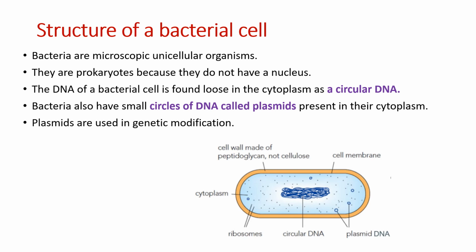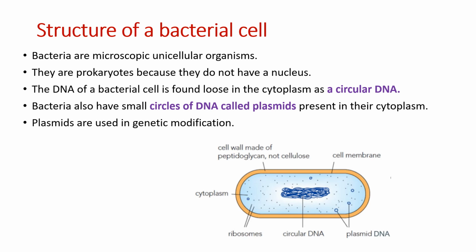Structure of a bacterial cell. Bacteria are microscopic unicellular organisms, and they are prokaryotes because they do not have a well-organized nucleus. The DNA of a bacterial cell is found loose in the cytoplasm as a circular DNA, and this region is sometimes referred to as the nucleoid.